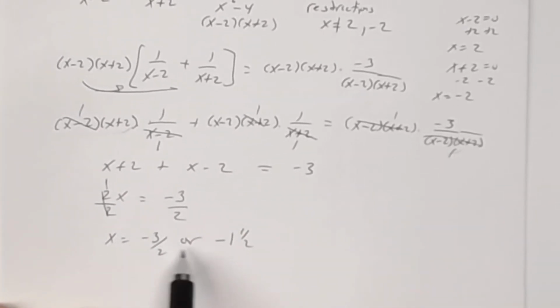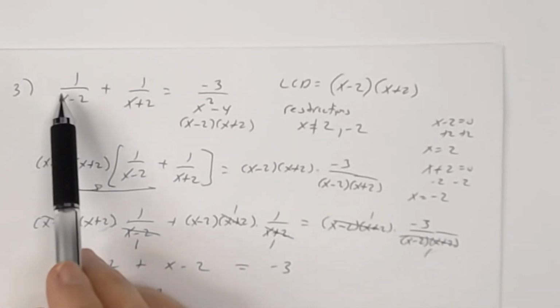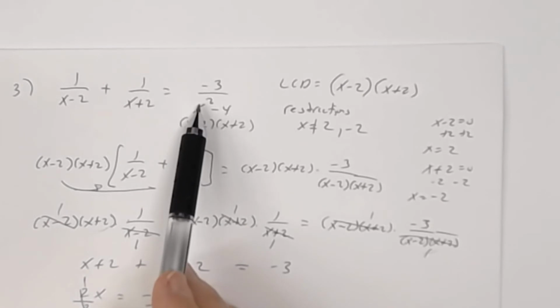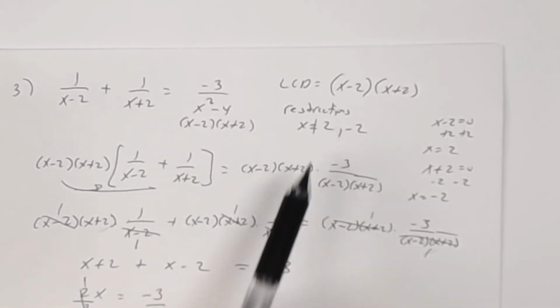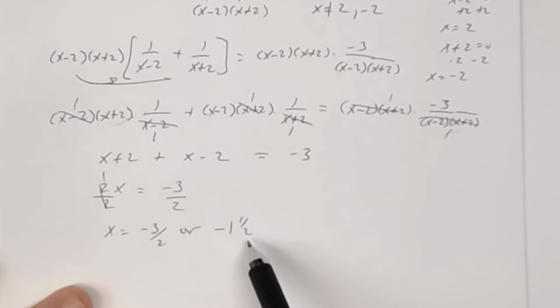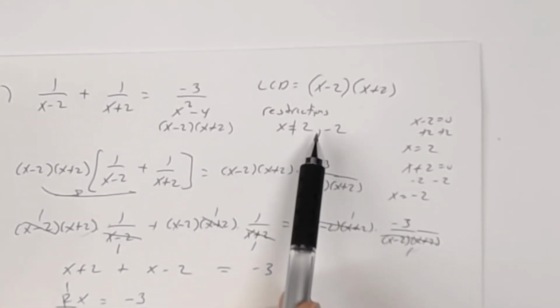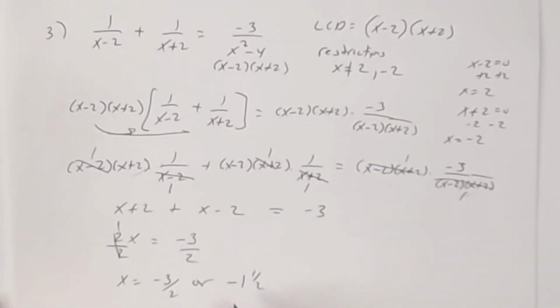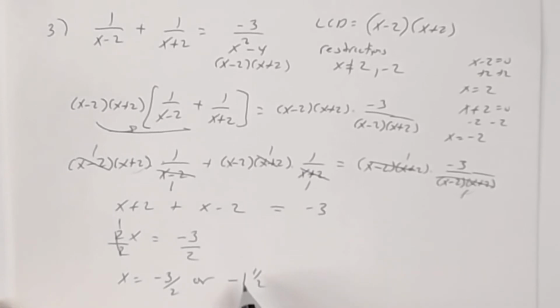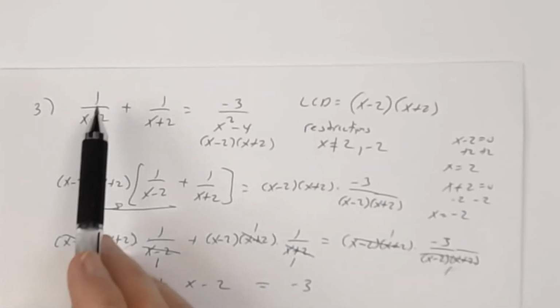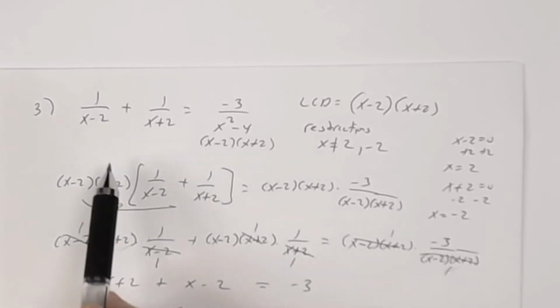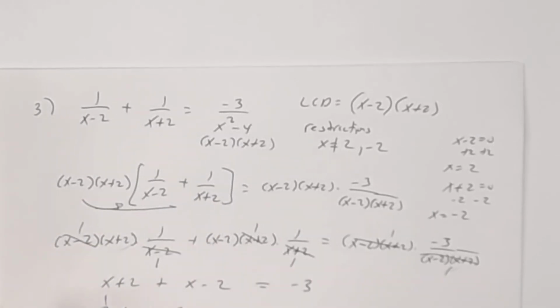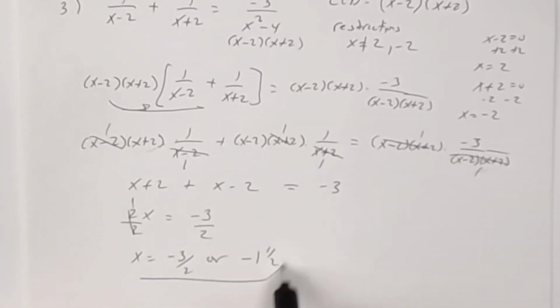Now, this is a solution to the linear equation, but is it a solution to the rational equation? And so all you got to do is just check your restrictions. Is negative 1 and 1 half a restriction? No. So if you were to actually take this number, negative 1 and 1 half, and substitute it into x, where we see an x, the left side will equal the right side. So there's your solution. All right, so that was number 3. Okay, so let's look at number 4.